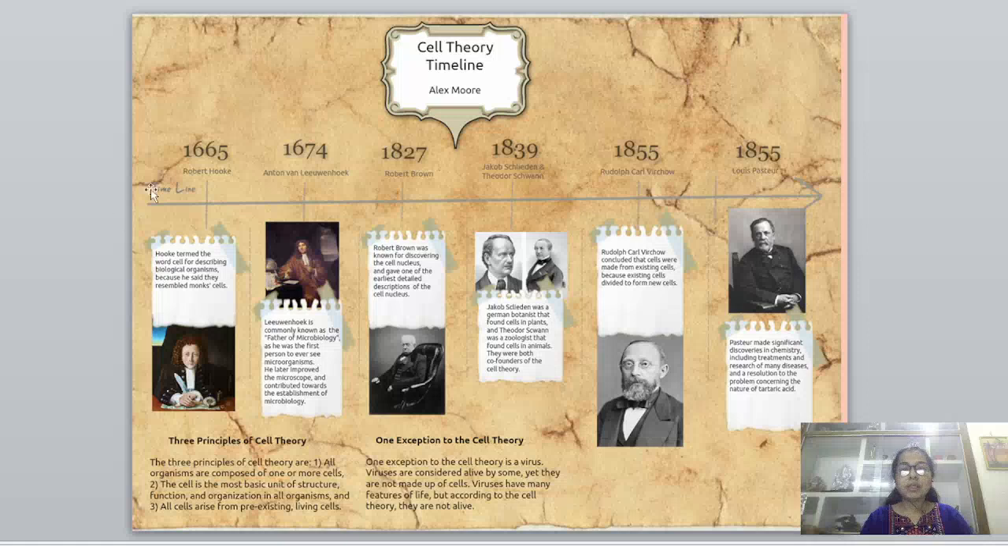Okay, so this is a brief timeline, or you can say the history of cell theory, and how different botanists and microbiologists have given their views on the cell.